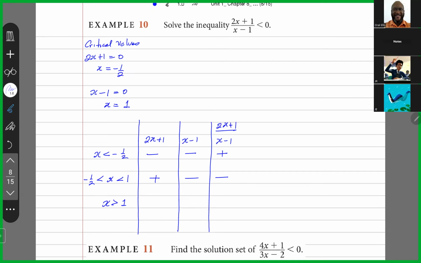Now, if x is greater than 1, for example, if x is 2, 2x + 1 would be positive. And if x is 2, 2 minus 1 would also be positive. And a positive divided by a positive is a positive. So the solution, which are the values of x for which the function is less than 0, is x is less than 1, but x is greater than minus a half.